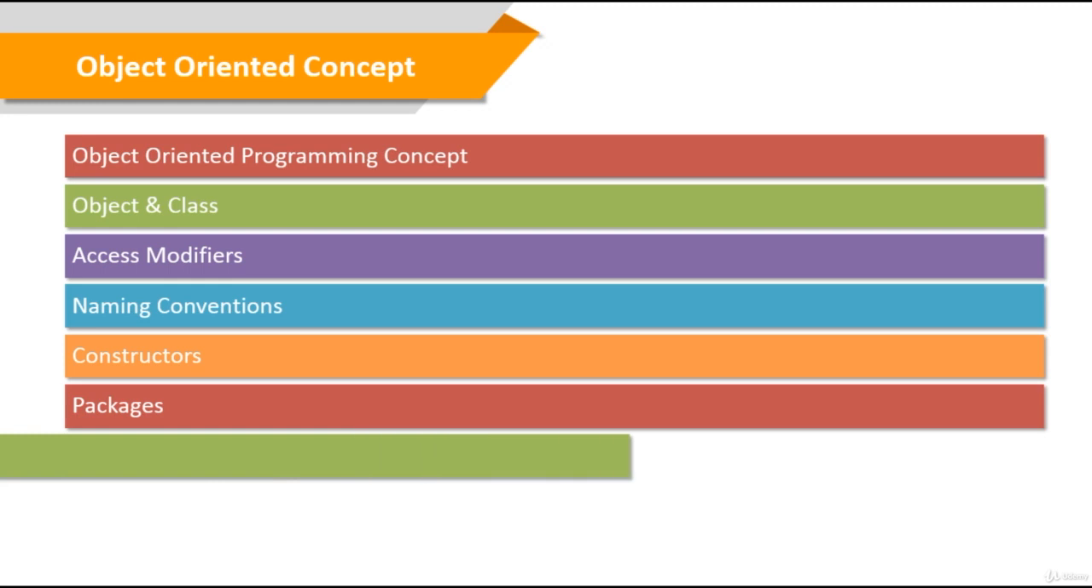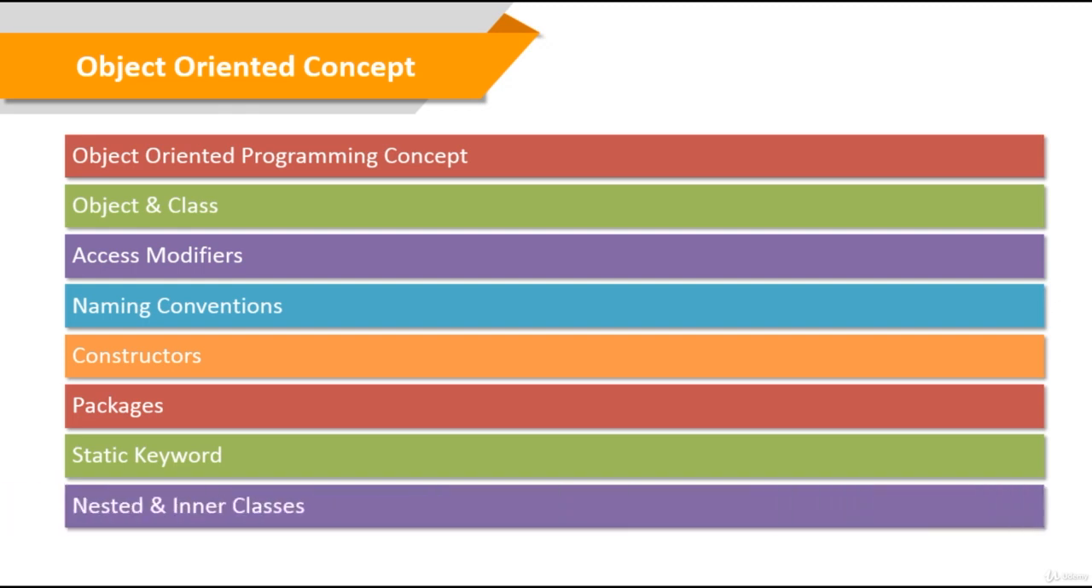And then we'll put together what is a static keyword and how the heck can I use it? And then we're going to cover nested and inner classes. So stick with me. This is going to be a bumpy ride.